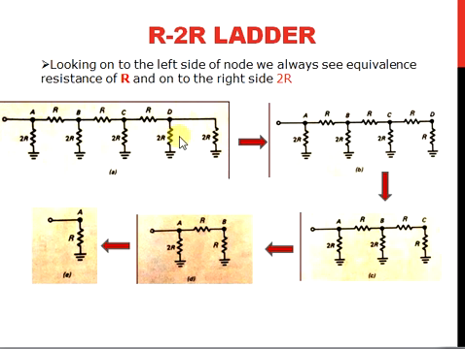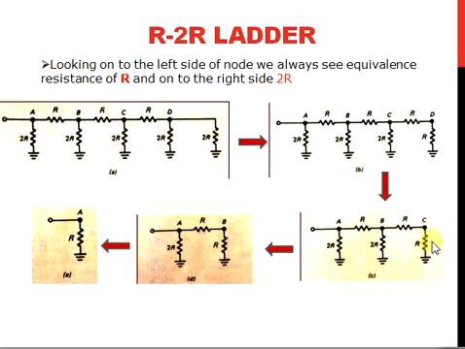These two resistors, the 2R and 2R, are in parallel. Since these two are parallel, the equivalent resistance will be 2R times 2R divided by 2R plus 2R, which is equal to R. So the equivalent resistance for these two units will be R. Now this R is in series with this R, so these two R are in series, which forms 2R. Again this 2R and this 2R are in parallel.